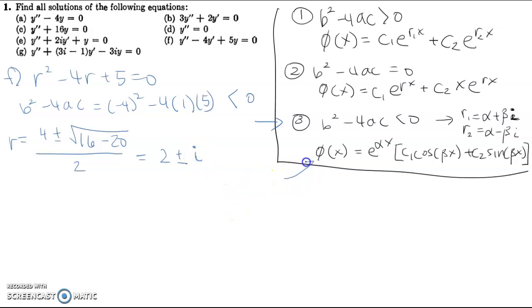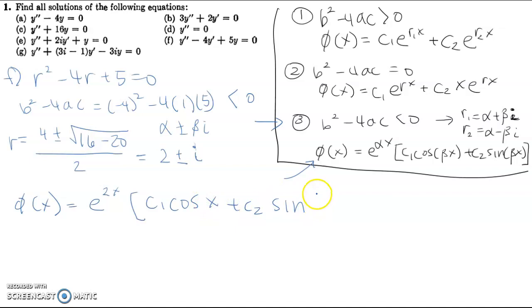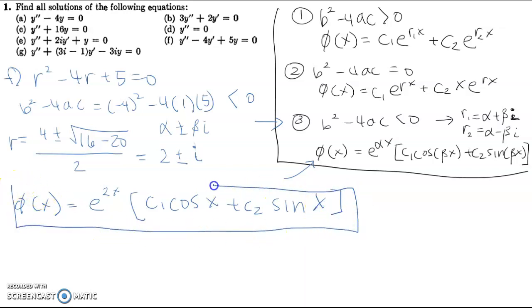Okay, this time let's use this format. So phi of x is going to be e, this is alpha plus or minus beta i format. So our alpha is 2, so e to the 2x, c1 cosine of beta, which is 1x, plus c2 sine of another 1x. All right, so this is our solution for part F.